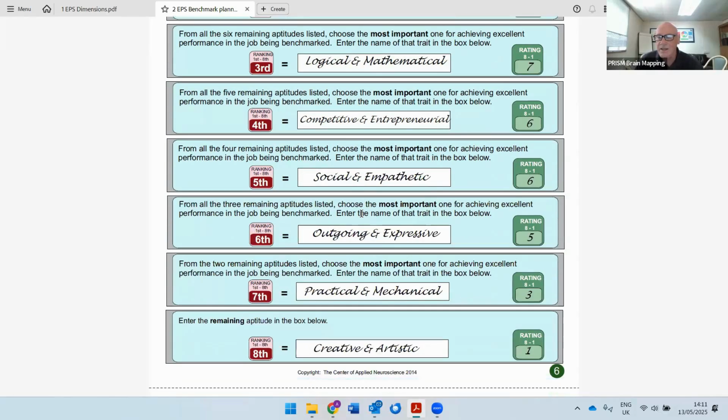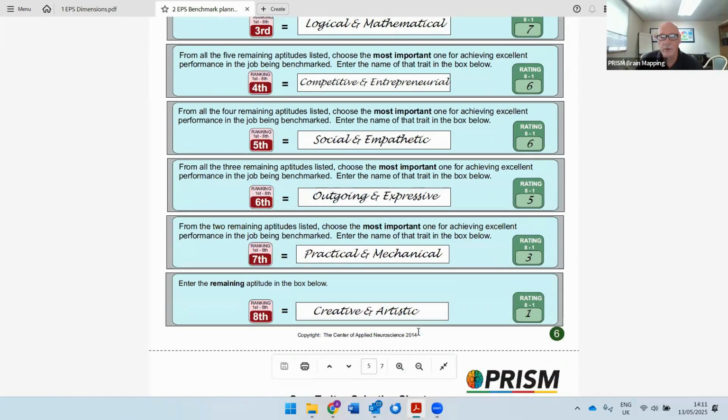Further down, our least preferred behavior, our last behavior, was innovating. And so you can see that we have creative and artistic as our last work aptitude, because again, there's a correlation there. So be very conscious that there is a correlation between behaviors and work aptitudes. It's really frustrating when I'm looking at benchmarks and I see finishing as the number one behavior and outgoing and expressive, for example, as the number one work aptitude. There is no correlation in that at all. So just a little bit of thought in terms of what would fit where with the work aptitudes.